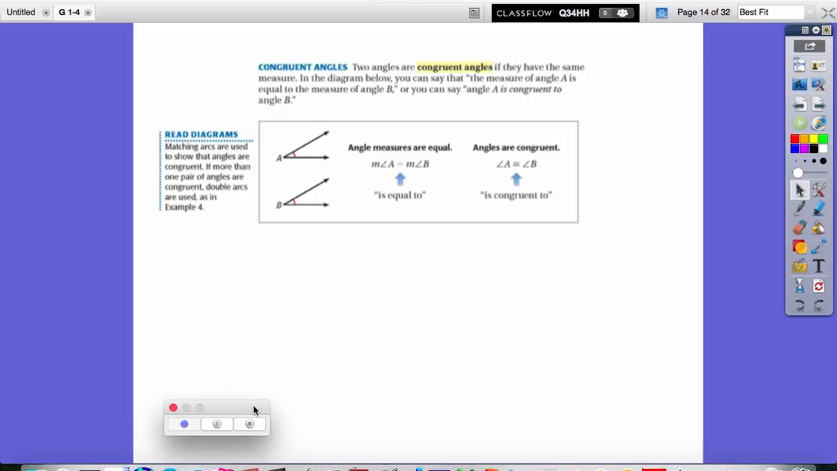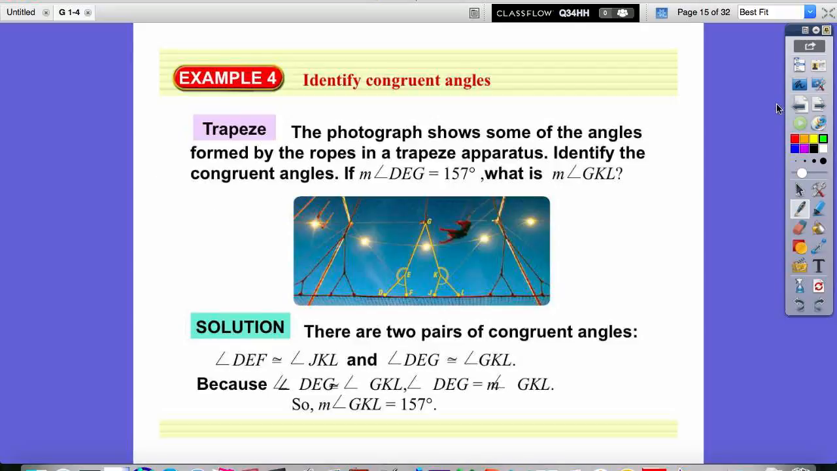Consider angles congruent if they have the same measure. Now we talked earlier in the chapter about using the equal sign or using congruent. So if the measure of angle A is equal to the measure of angle B, and it's equal because we're talking about a number, then we can say that angle A is congruent to angle B. So when we're talking about the measure of an angle, it's an equal sign. When we don't have that measure term and we just say the angle, they're congruent to each other.